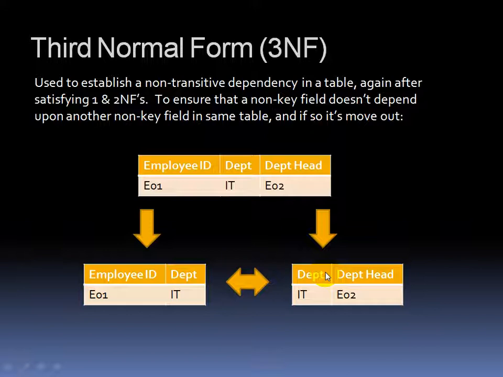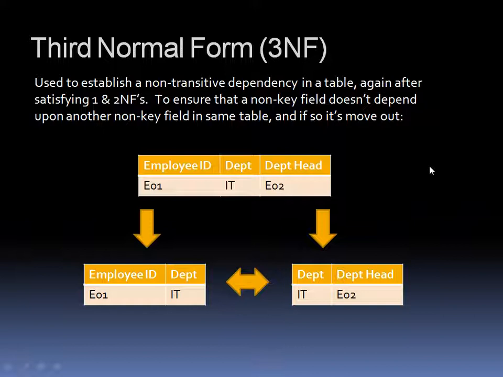Finally, the third normal form is used to establish a non-transitive dependency in a table, again after, of course, satisfying your first and second normal forms, and in that order. So what you want to do here is ensure that a non-key field doesn't depend upon another non-key field in the same table, and if so, it's moved out. So for example, we have here this table where we have the department and the department head. Now the department head is totally dependent upon the department here, because being a department head means nothing if you don't know the department, so it's fully dependent upon the department here knowing what they're the head of.